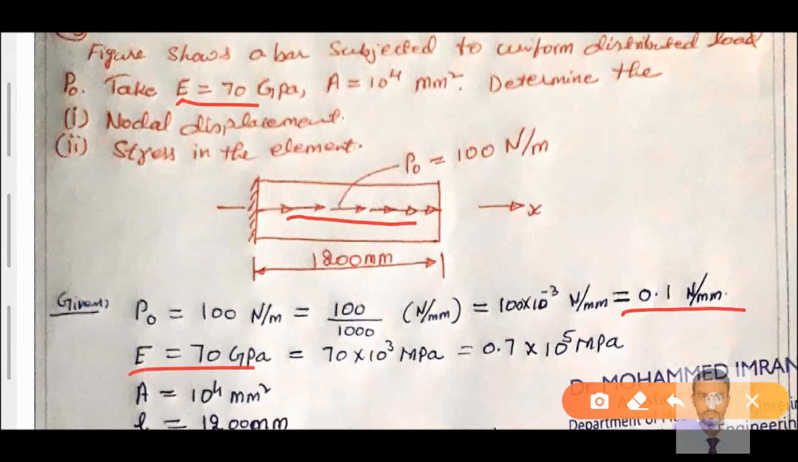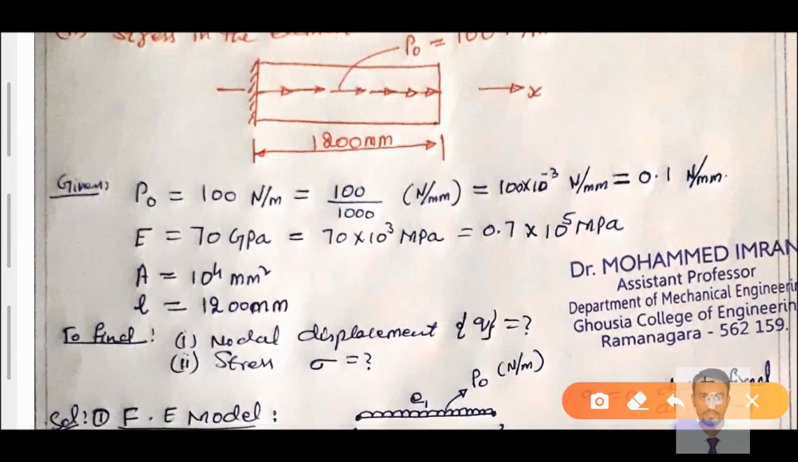Young's modulus 70 gigapascal, convert in terms of megapascal: 70 into 10 to the power of 3 megapascal. Then rearrange that in terms of 10 to the power of 5 megapascals. Area of cross section 10 to the power of 4 mm square. Here I have taken the given data as it is, and length 1200 mm. We need to find the displacement and stress.